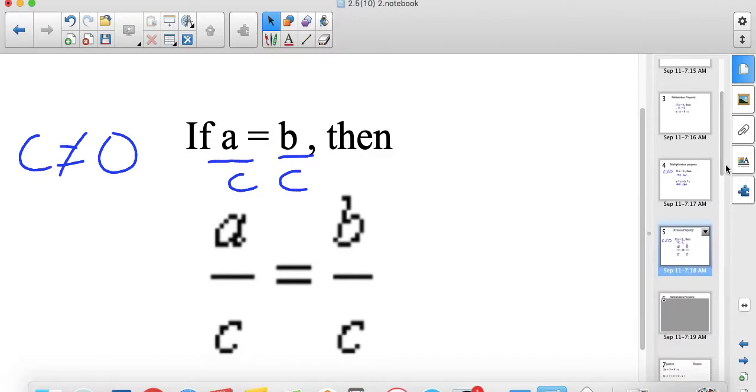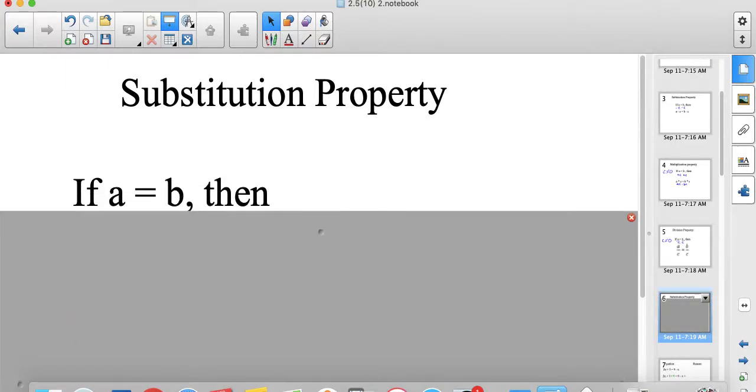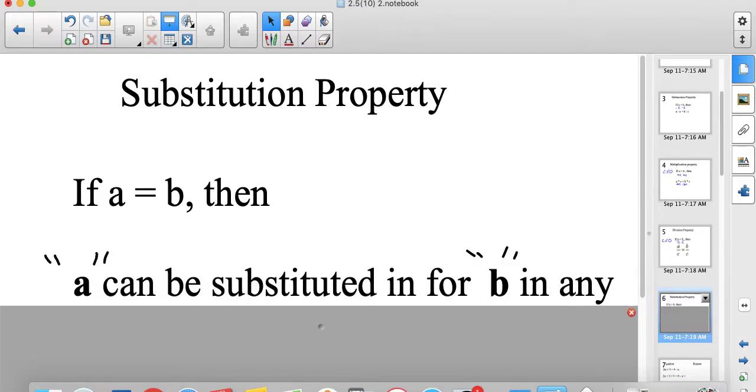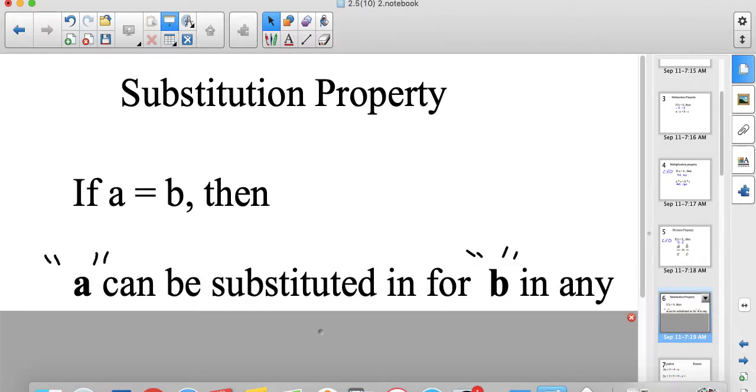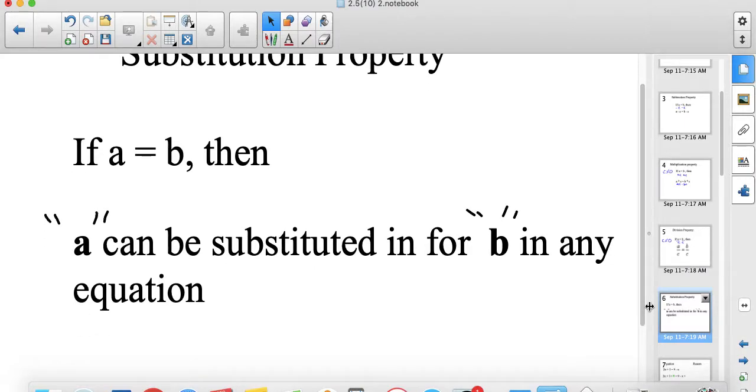What your substitution property allows me to say is that if two things are equal, if A is equal to B, then A can be substituted in for B in any equation. It's kind of how you check your answer when you solve an equation. You would take that x equals 7 and you plug it back in. That idea of plugging something in for something else is what is known as substitution.